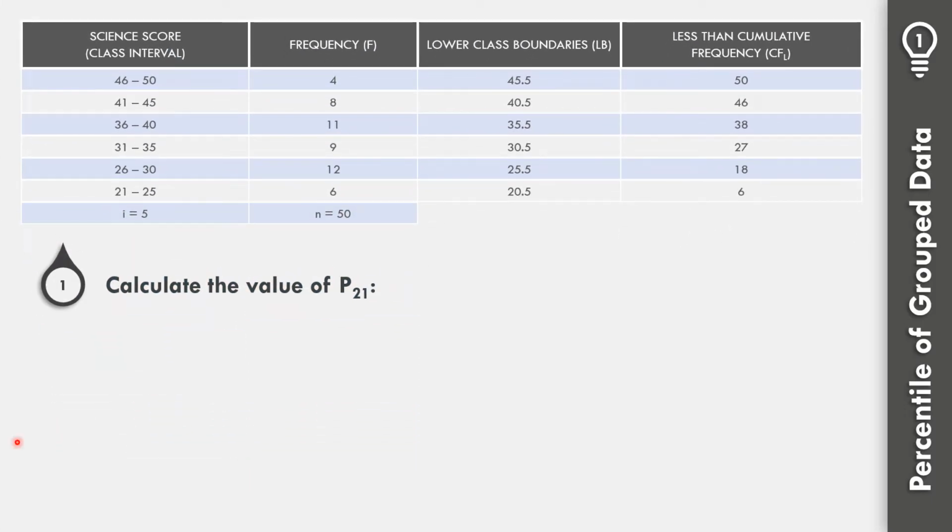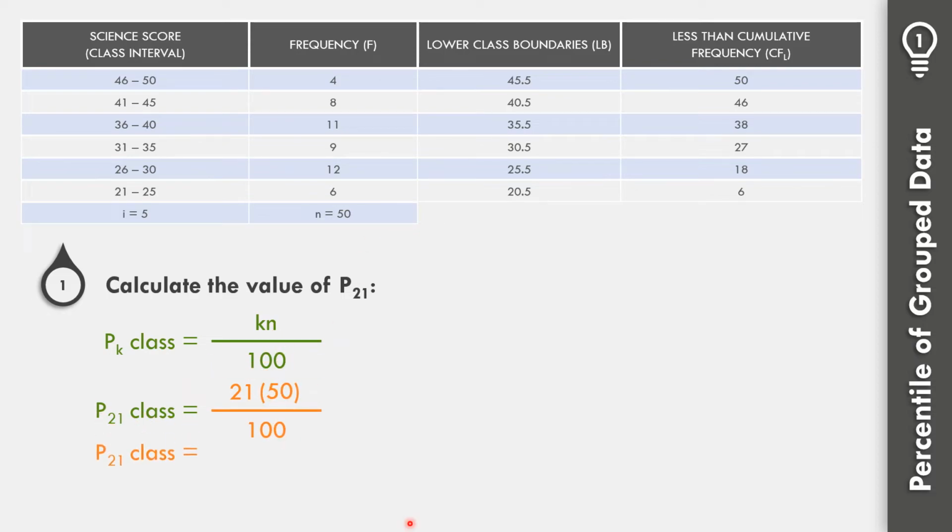Let us calculate now the value of p sub 21. So the formula for the p sub k class is equal to k times n all over 100. The value for k is equal to 21. So the p sub 21 class is equal to 21 times the total frequency, which is 50, copy 100.